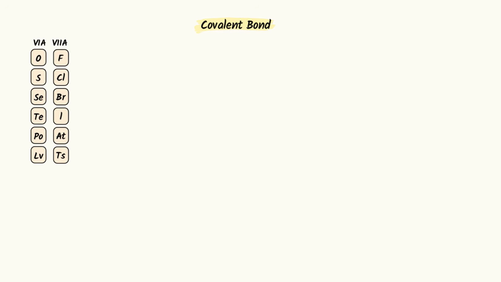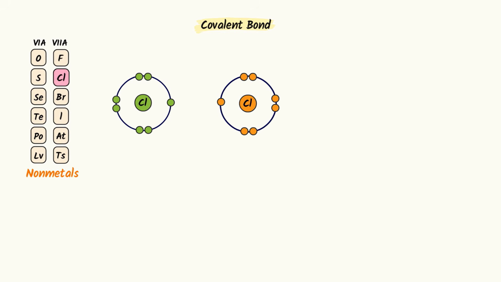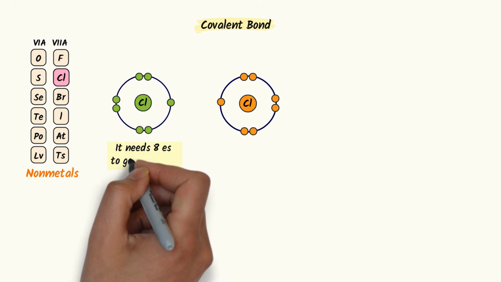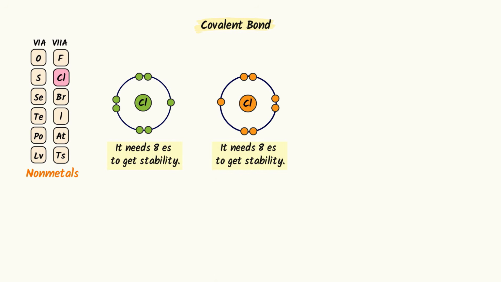Now we will learn all about covalent bond. Let's consider group 6 and group 7 non-metal atoms. I take 2 chlorine atoms. We already learned that each chlorine atom needs 8 electrons in its outermost shell to get stability.